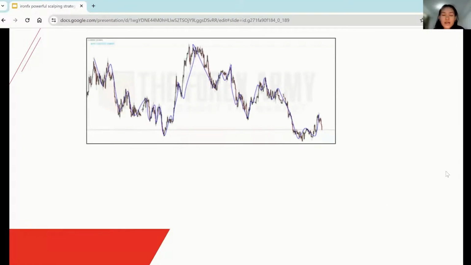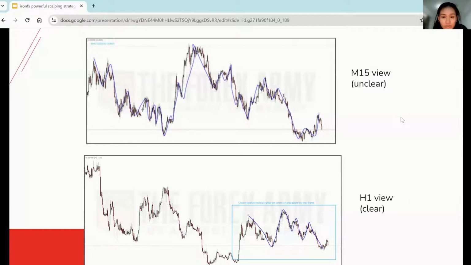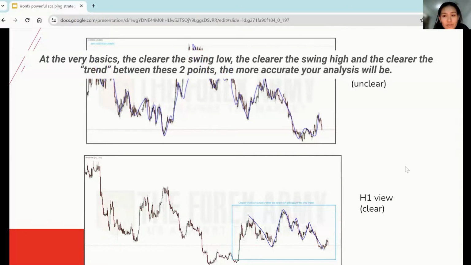So in this example, this is our US Singapore dollar on an M15 view, and it's pretty unclear as you can see here. But once we change the view to an H1 view, it becomes a lot clearer and a lot easier to analyze. So the very basic understanding is that the clearer the swing low, the clearer the swing high, and the clearer the trend between these two points, the more accurate your analysis will be.